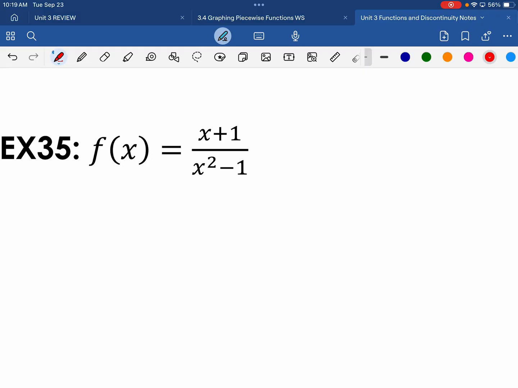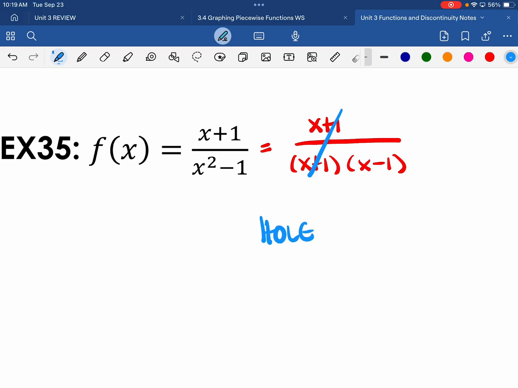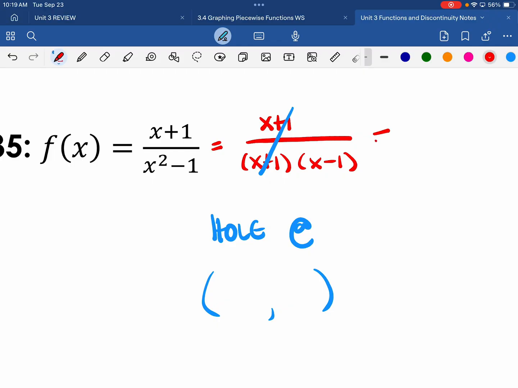All right, 35 is a fraction. We are going to factor first. So the top is x plus 1. x plus 1, x minus 1. All right, so does anything cancel? Yes, which is going to be a hole. Now, sometimes it might be helpful, after you cancel, to write what you have left over. What is left over? Is it on top? Yes, it's on bottom. And then there's an understood 1 on top.